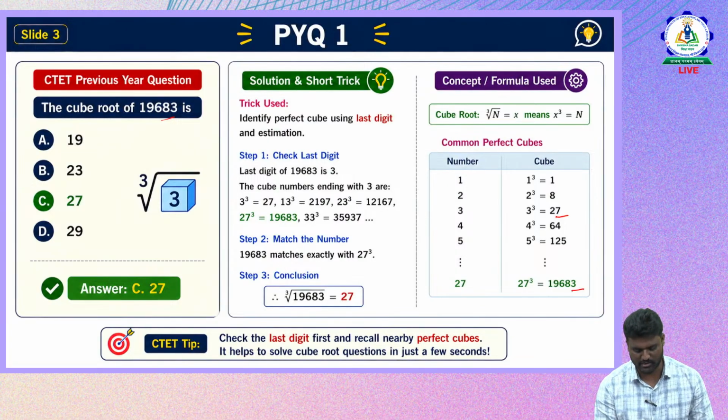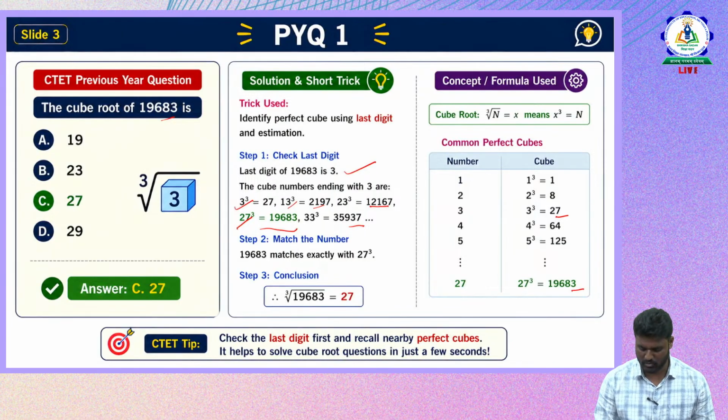Now check the last digit here. The last digit of 19,683 is 3, and the cube numbers ending with the 3 are: 3 cubed is 27, 13 cubed is 2197, 23 cubed is 12167 and only 27 cubed is 19683. So this is the only cube which is ending with the 3. 33 cubed is also going to end with the 7, so it is not the cube root of 19,683.